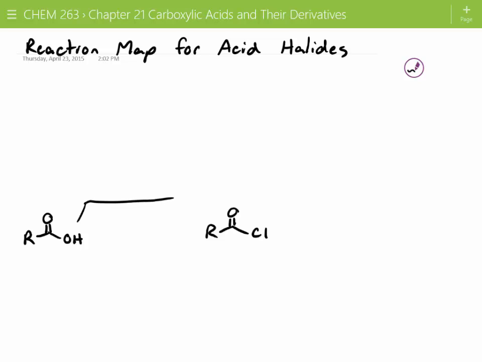So if we're trying to go in this direction, what reagent do we need? From our carboxylic acid to our acid chloride. Thionyl chloride. Okay, so SOCl2. What if we want to go in the reverse direction? Water. All right, so that's one portion of our map.